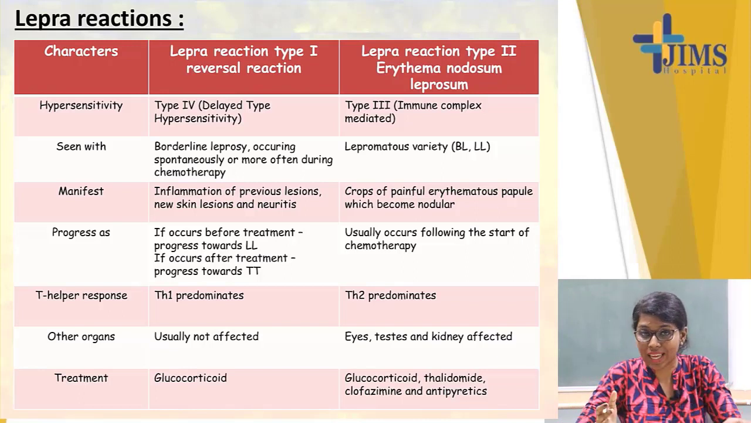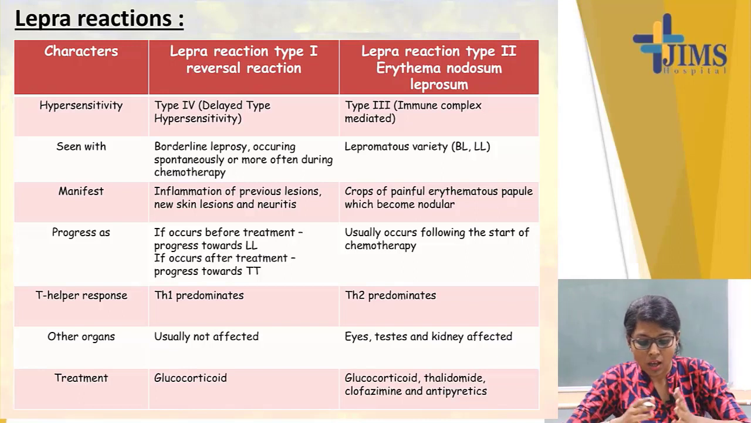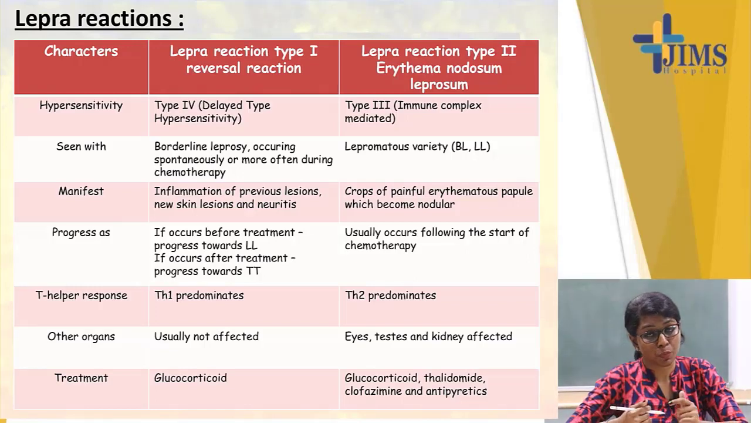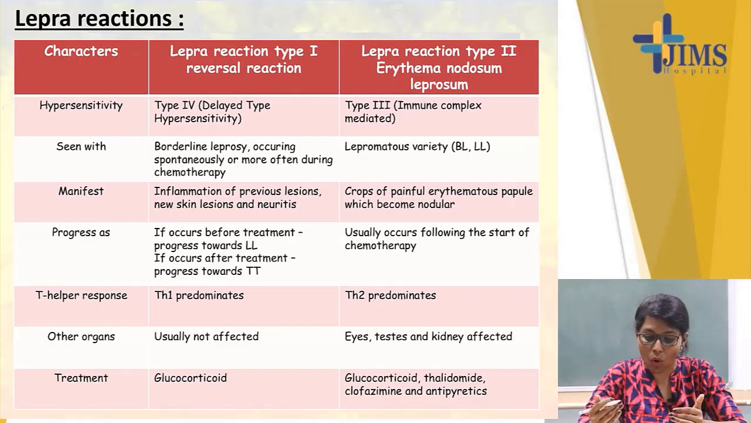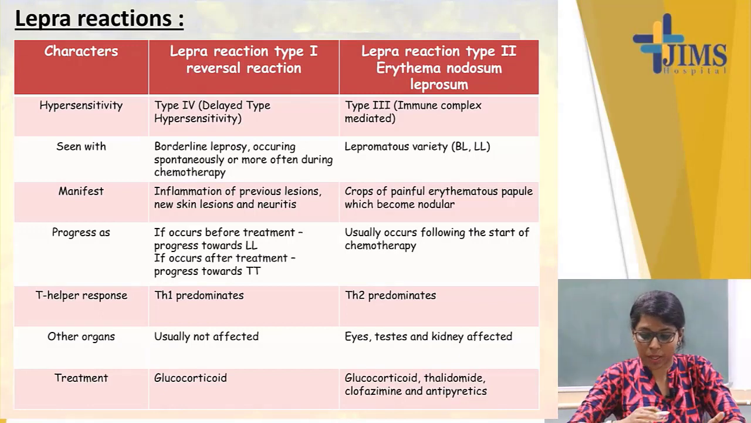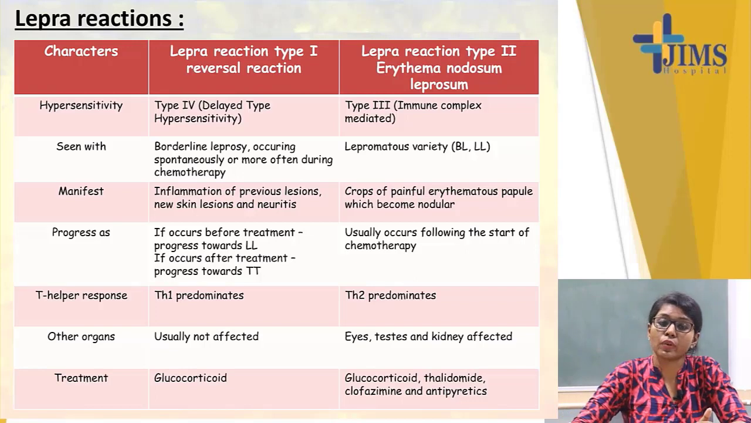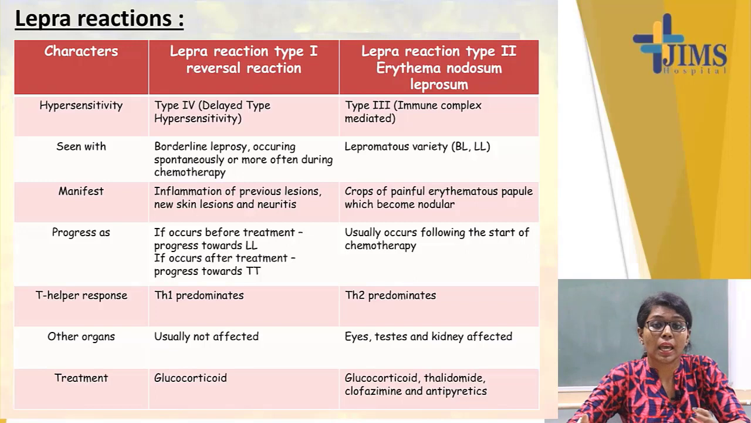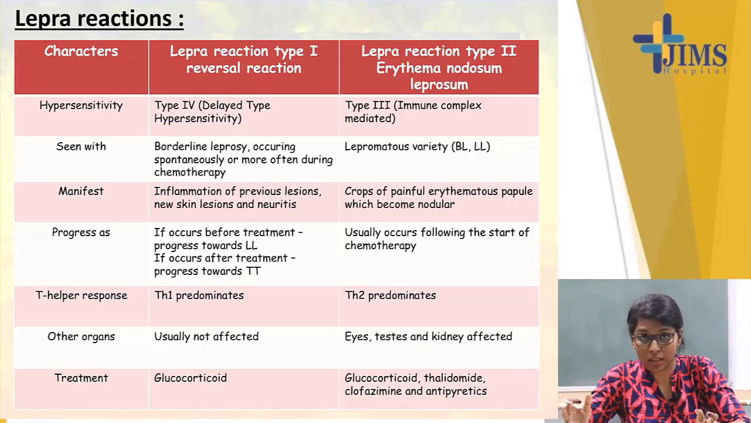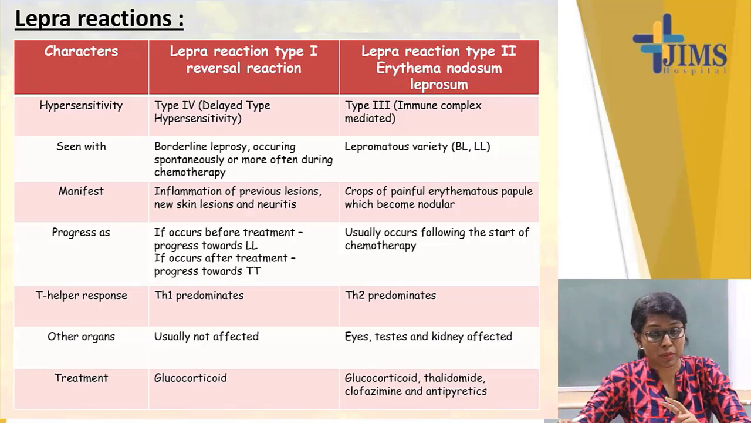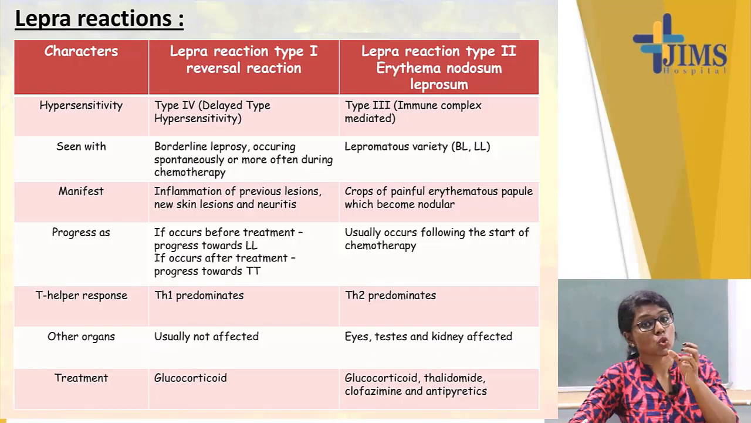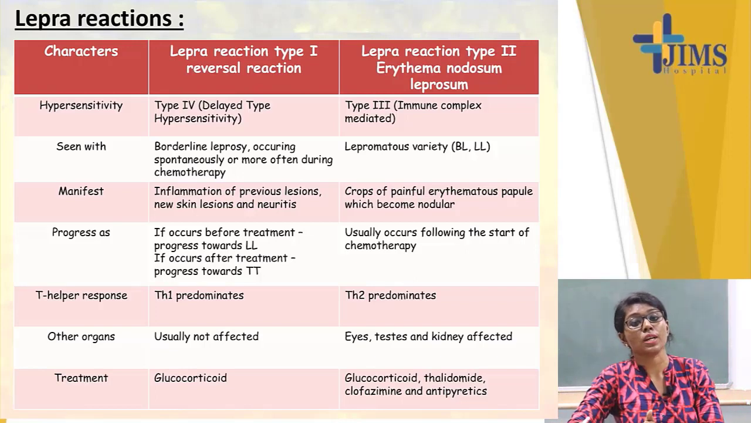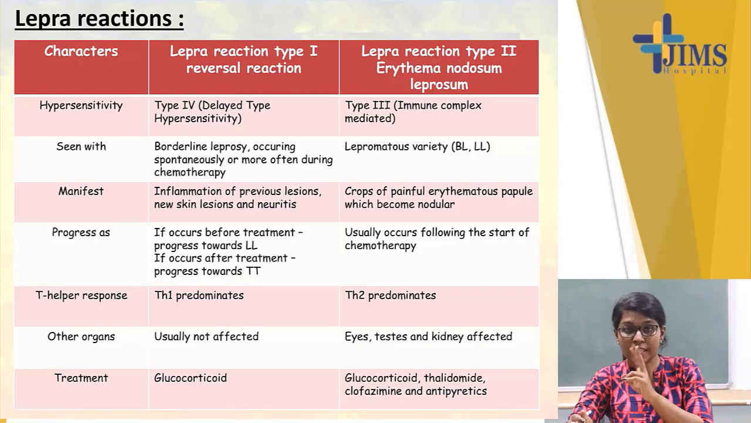Usually those in borderline leprosy, who have not yet decided to which side they will go, either LL or TT, in that case lepra reaction type 1 happens. Either it will happen spontaneously, meaning immediately once you give the chemotherapy, or maybe after that. The second one, lepra reaction type 2, occurs in the lepromatous variety, meaning LL or BL, borderline. Both cases can happen. So reaction 1, it is only borderline. Reaction 2, it is borderline or LL, either of the two.